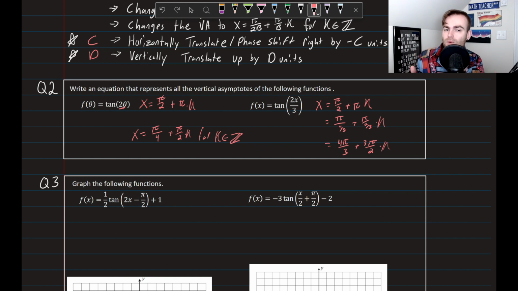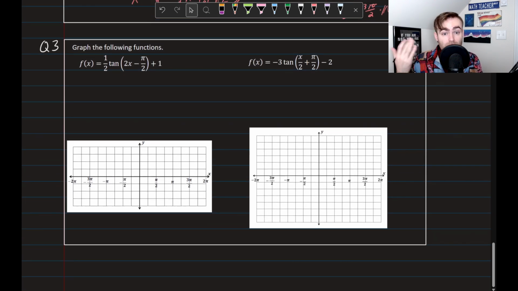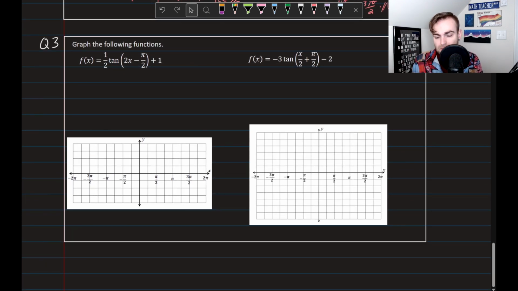Again, if you have the default one memorized and the period memorized, you just modify it by the period in the exact same ways that we would modify the period before. So let's put all of this into practice. Let's graph this function with all of these modifiers.